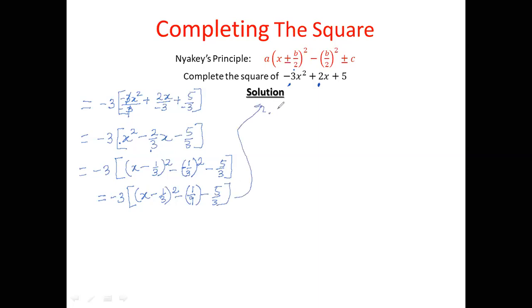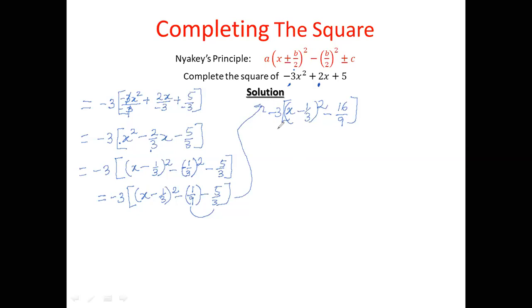So we have negative 3 square bracket x minus 1 over 3, all squared. Then you say negative 1 over 9 minus 5 over 3. That is hectic. So that can give you negative 16 over 9. Is that correct? Negative 16 over 9. Okay, let's see. So negative 16 over 9.